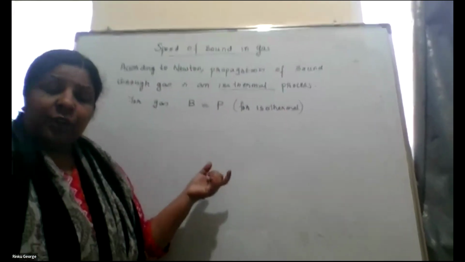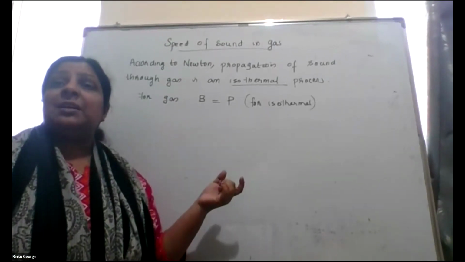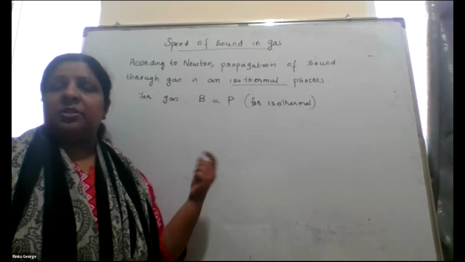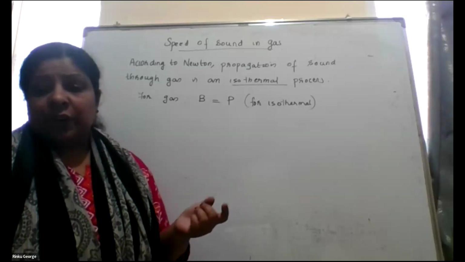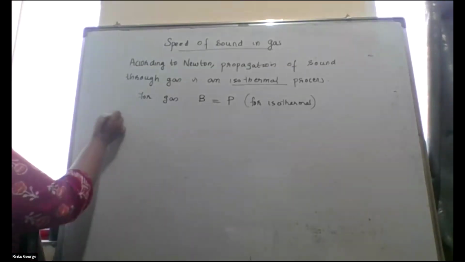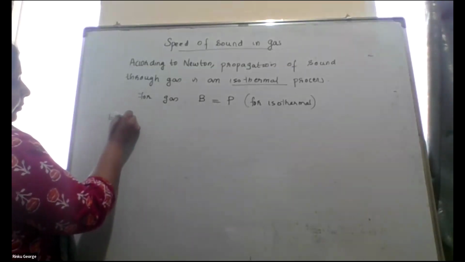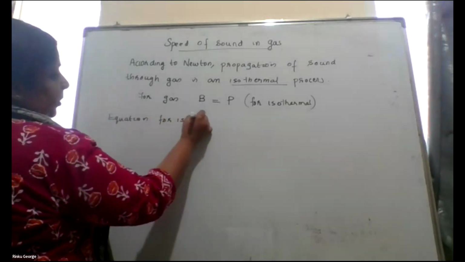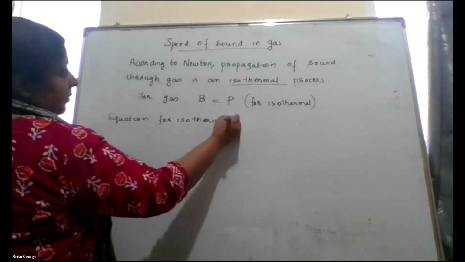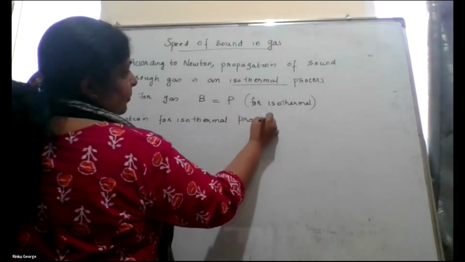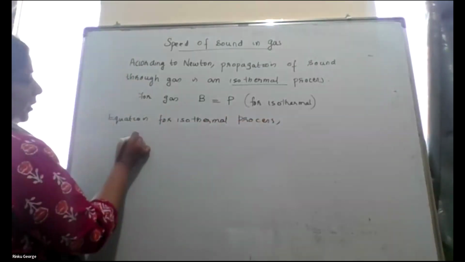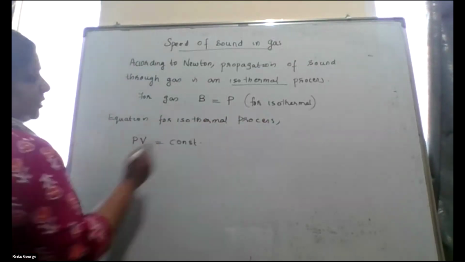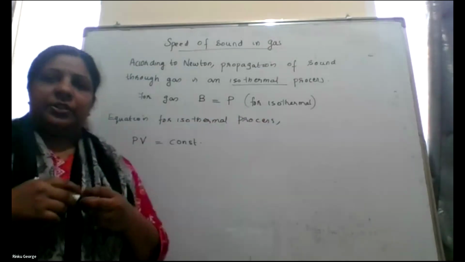See, for an isothermal process, the equation is pressure into volume is a constant. That's the equation that we will study later in thermodynamics. In chemistry also we will study it. The equation for an isothermal process: P into V is a constant.